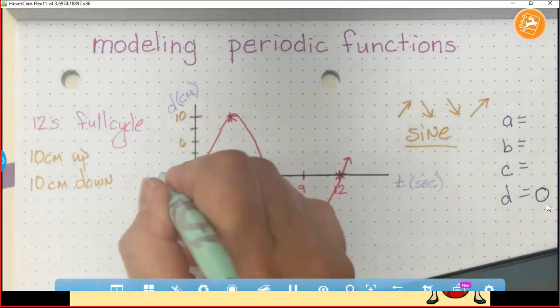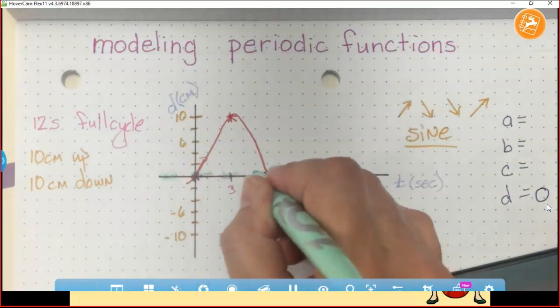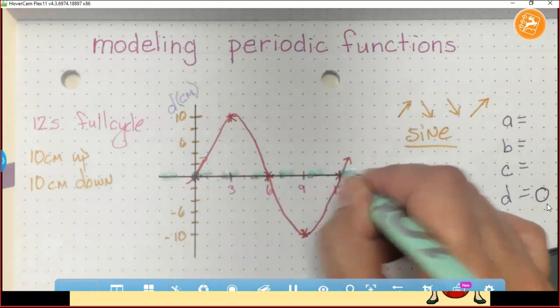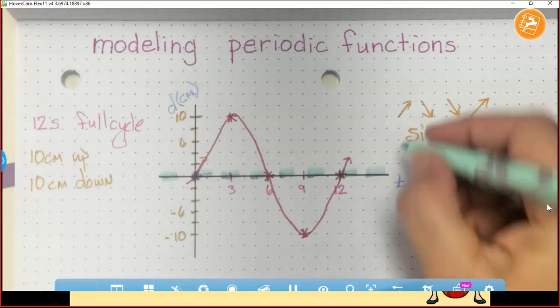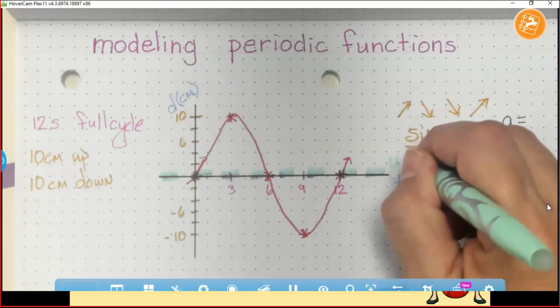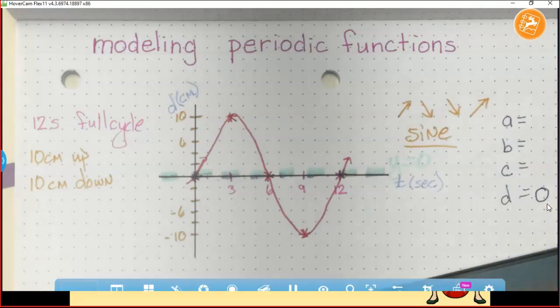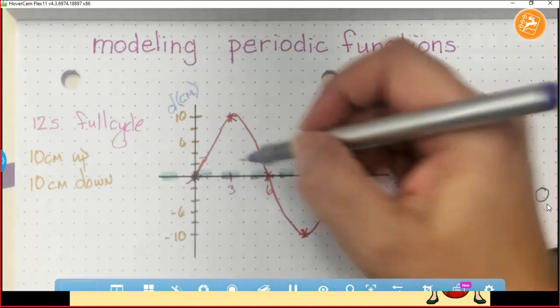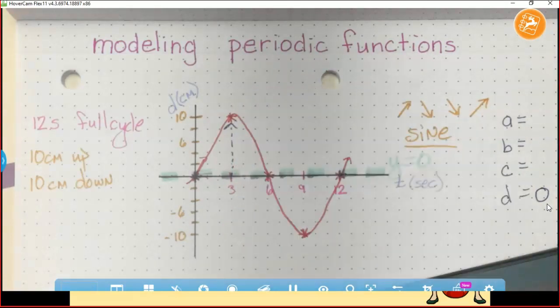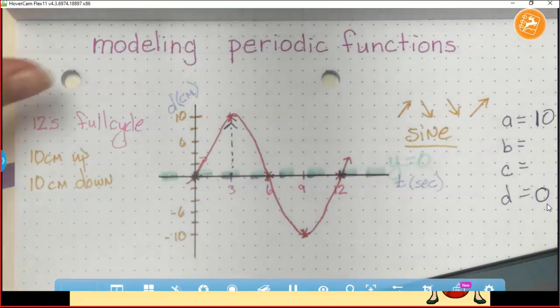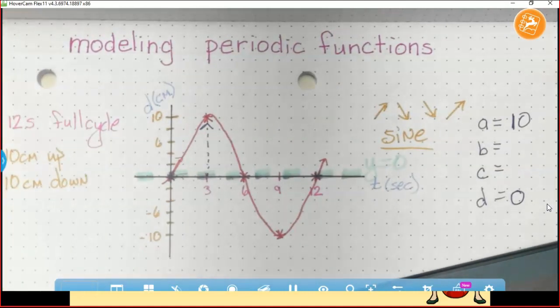My principal axis is right here on the x-axis, which means that principal axis has an equation of y equals 0, which tells me that my D is 0. Now from that, how high up do I go to the highest point? 10. So that tells me my amplitude is 10.